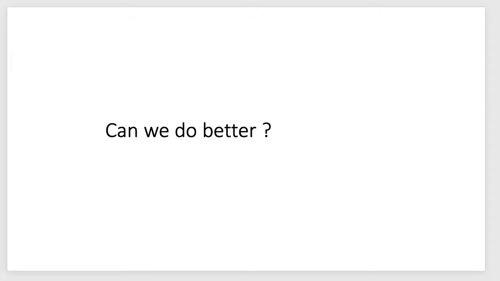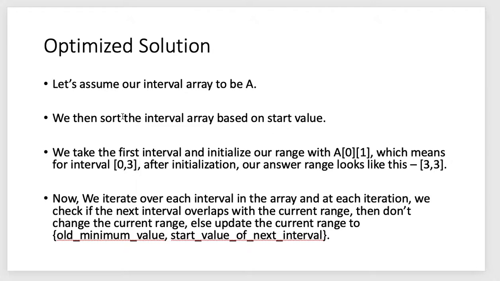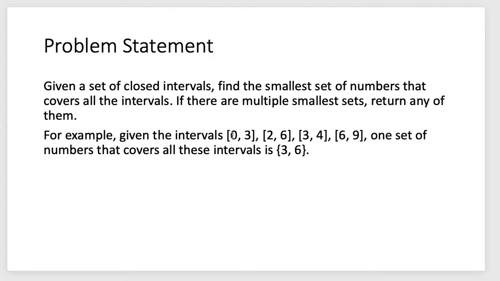So I had an optimized solution in mind, which basically just does one iteration over the intervals and we get our answer. So my optimized solution was, let's assume our interval array to be a. We sort the intervals based on the start value. Now we initialize our first range with the end value. So let's say in our problem statement we had this set of intervals. After sorting, our array would look like 0 comma 3, 2 comma 6, 3 comma 4. The input here is already given in sorted order, but if we sort it based on the start value, this is the array that we'll get.